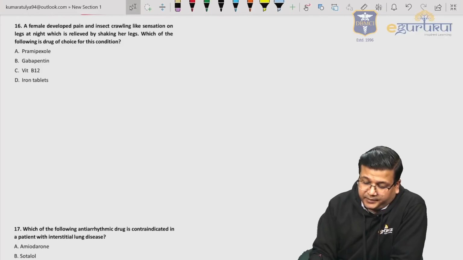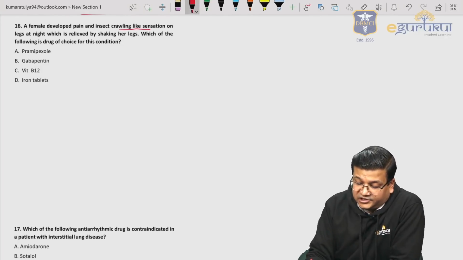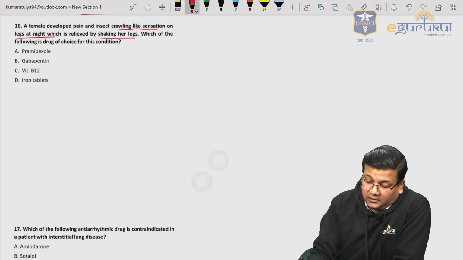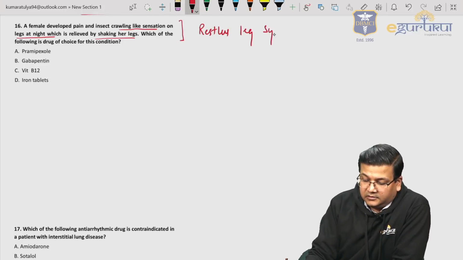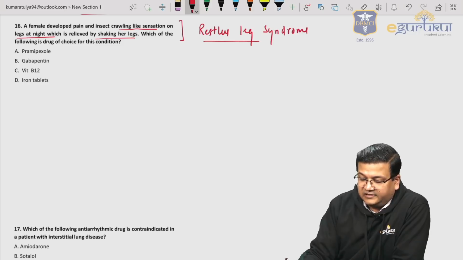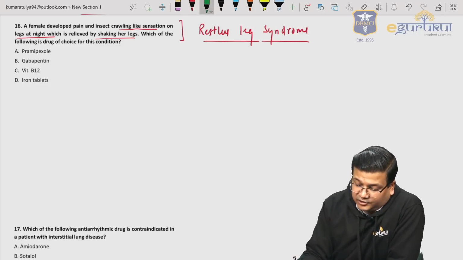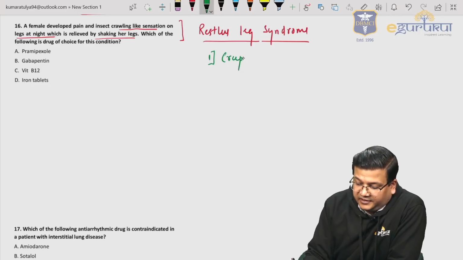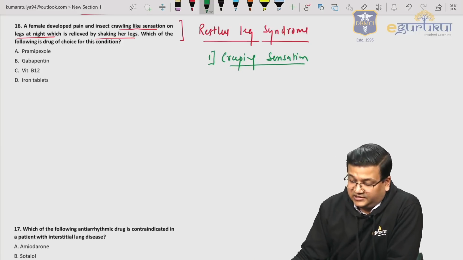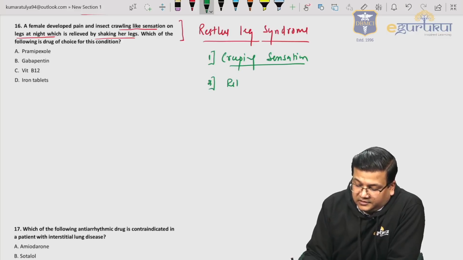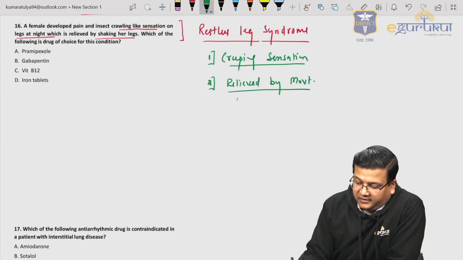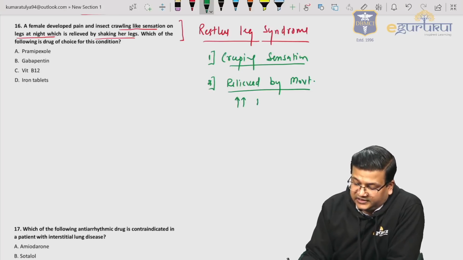Question number 16: a patient developed pain and insect crawling like sensation on legs at night, which is relieved by shaking her legs. Which of the following is the drug of choice? So first of all, we have to make a diagnosis. The patient is suffering from what we call restless leg syndrome. What happens in restless leg syndrome? There is a creeping sensation, abnormal creeping sensations in the leg, relieved by movement, moving the leg, and worsened by rest.